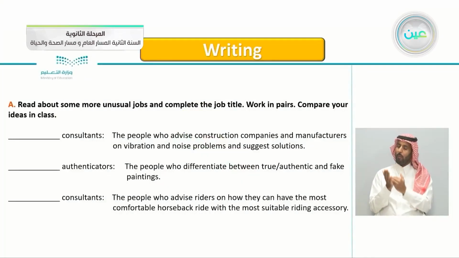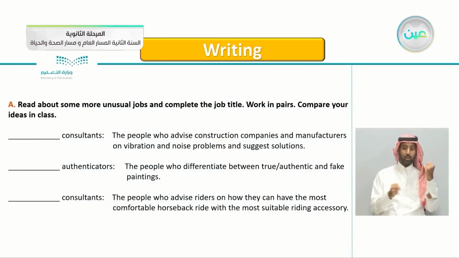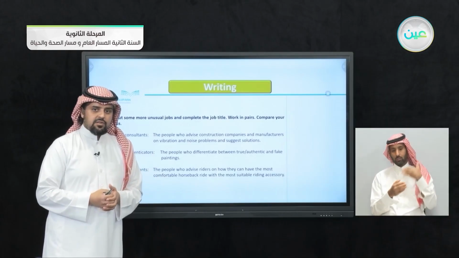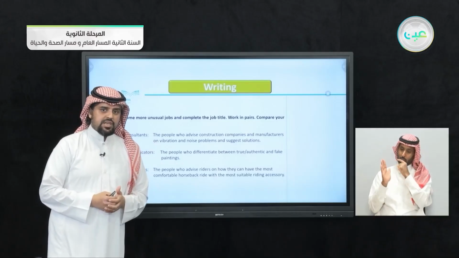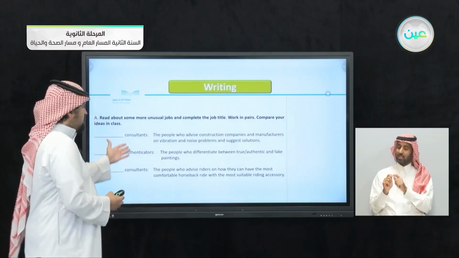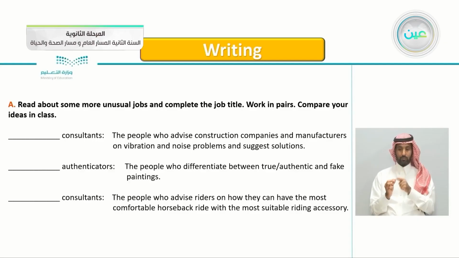So in exercise A here, it says read about some more unusual jobs and complete the job title. So we'll be reading some of the definition of the entailment of some unusual job, and then we'll be trying to come up with a title for the job. Work in pairs, compare your ideas in class. So the first one, the second part of the title is consultants. To consult someone is to ask them for advice. So he's a consultant. But a consultant for what?